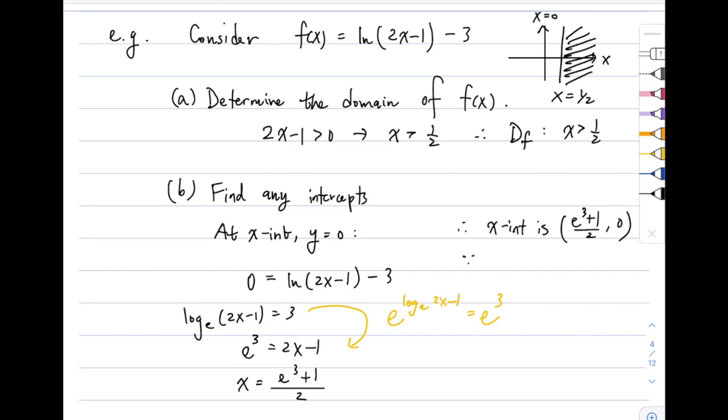So you could just say, since the domain of f is x values larger than a half, there is no y-intercept. Okay. All right. Pause if you need to. I'm going to move it down.